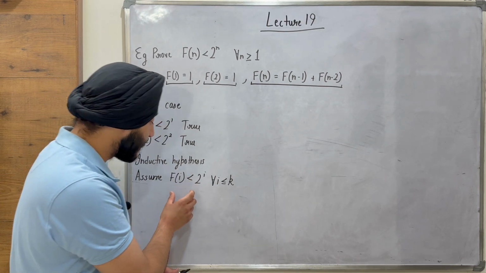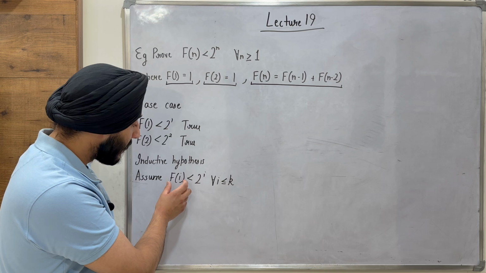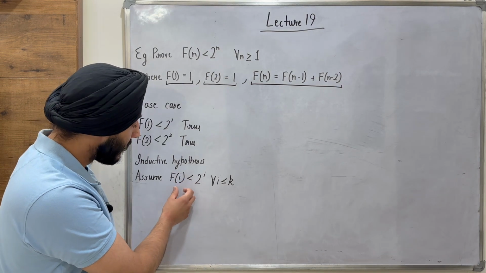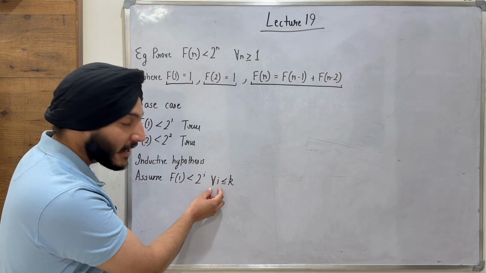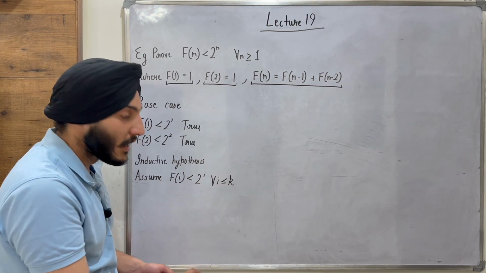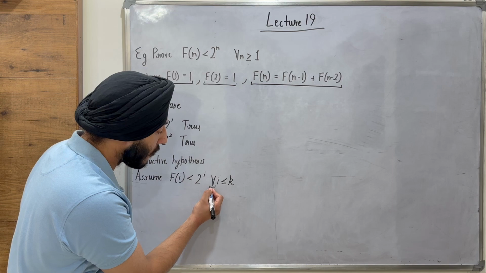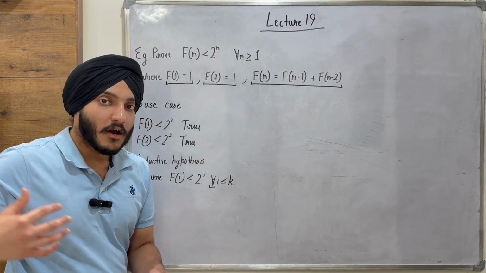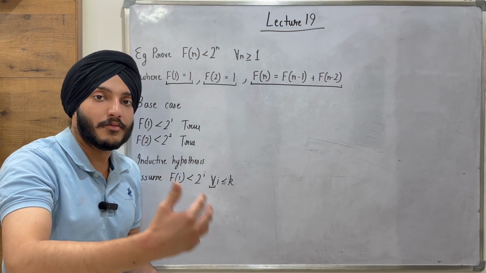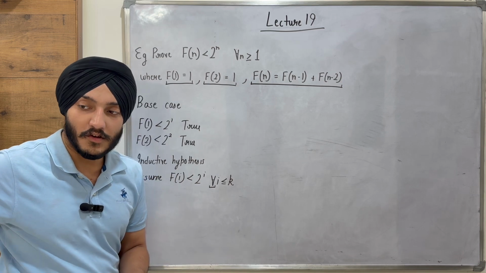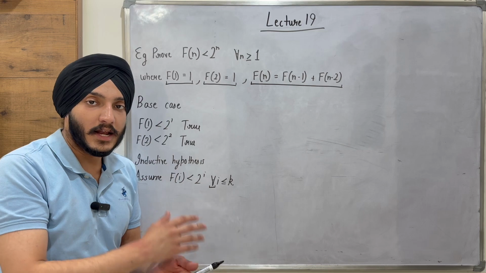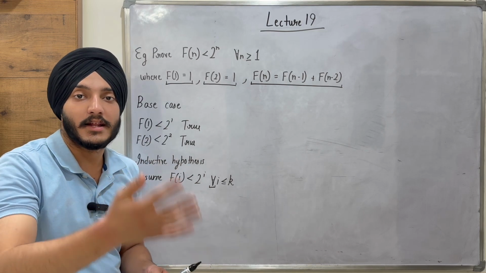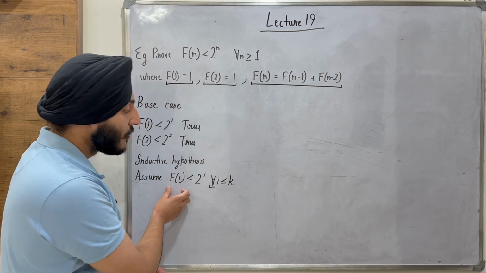But if you look at this example, I'm saying f of i is less than 2 to the power of i for all the values i which are less than or equal to k. I hope you understand this symbol, the for all symbol. So I'm basically saying for all the values previous to k. Let's say k is 5, then 1, 2, 3, 4 until the value 5, the function is going to be true.